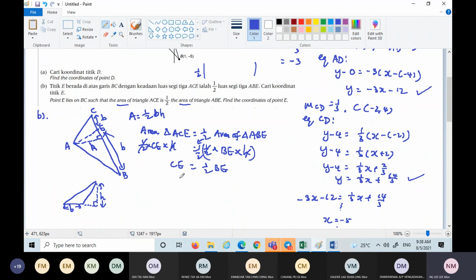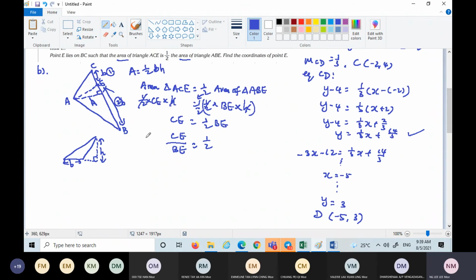What is the meaning? It means CE over BE is 1:2. So CE is 1 and BE is 2. This is how you prove it. This is one portion and this is two portion. Then you just use the ratio formula to get it.